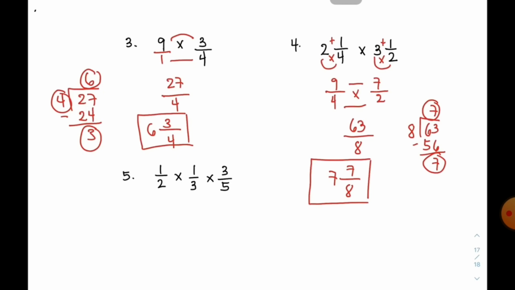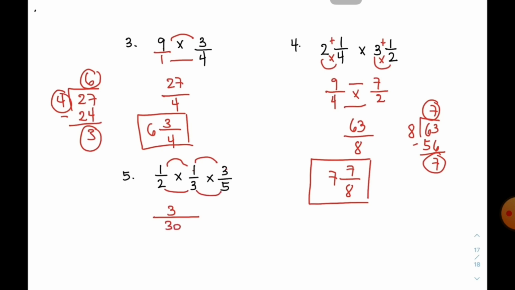Okay, next example, number 5. So, tatlong fraction this time. 1/2 times 1/3 times 3/5. So, the same procedure, multiply all the numerators. Okay, so 1 times 1 times 3. Okay, so the answer is 3. Then, multiply all the denominators. 2 times 3, the answer is 6, times 5. The answer is 30. So, 3 over 30.